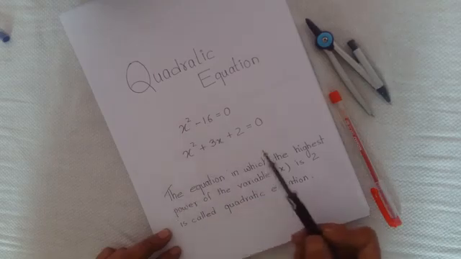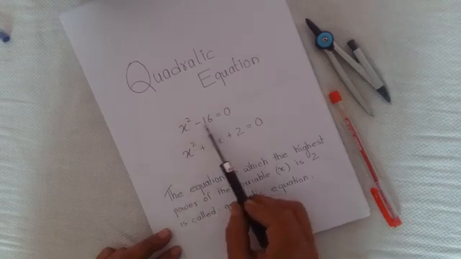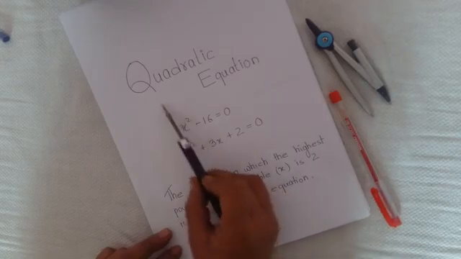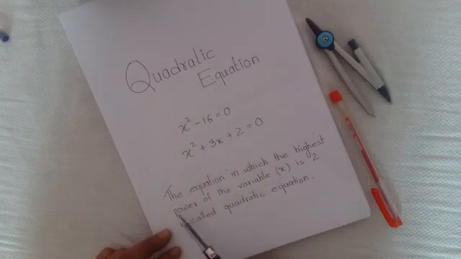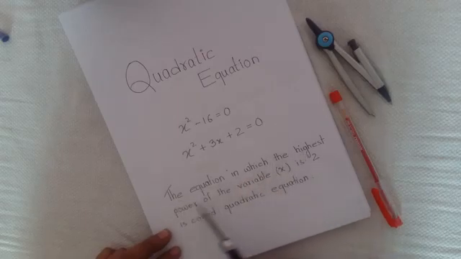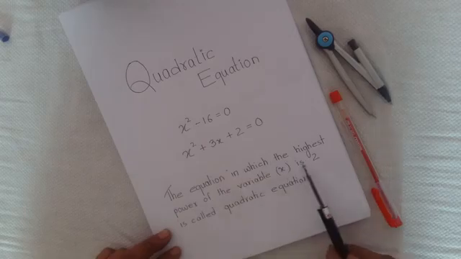So the equation in which the highest power of the variable is 2 is called a quadratic equation. I have written down the definition here for you. You can copy it down if you want. The equation in which the highest power of the variable is 2 is called a quadratic equation.